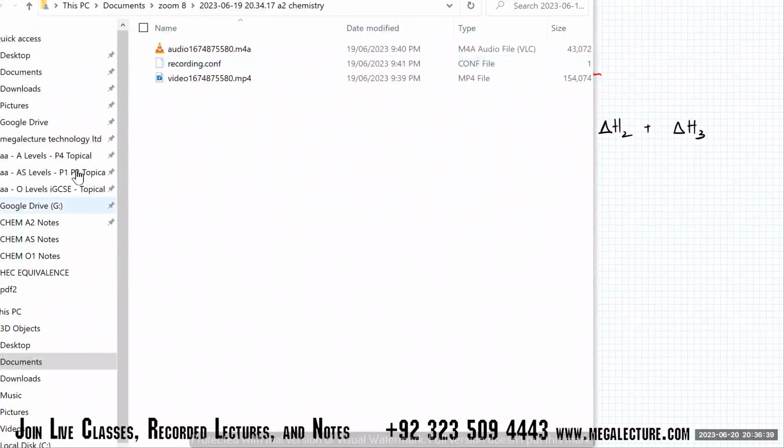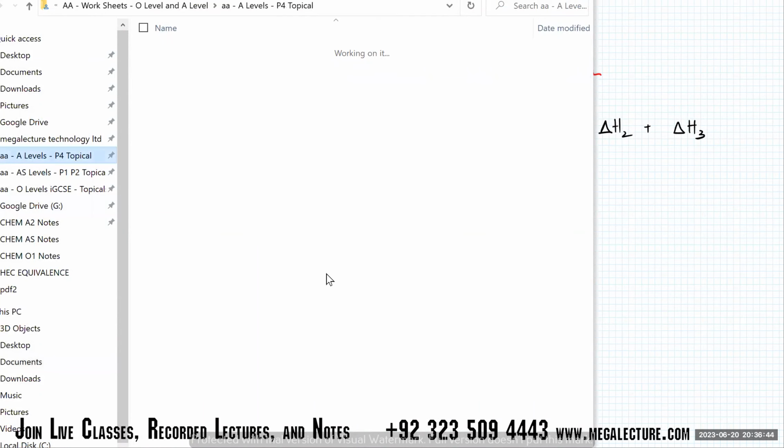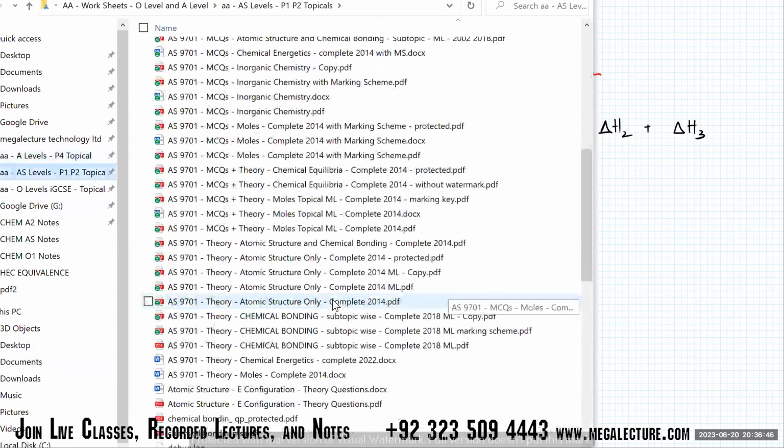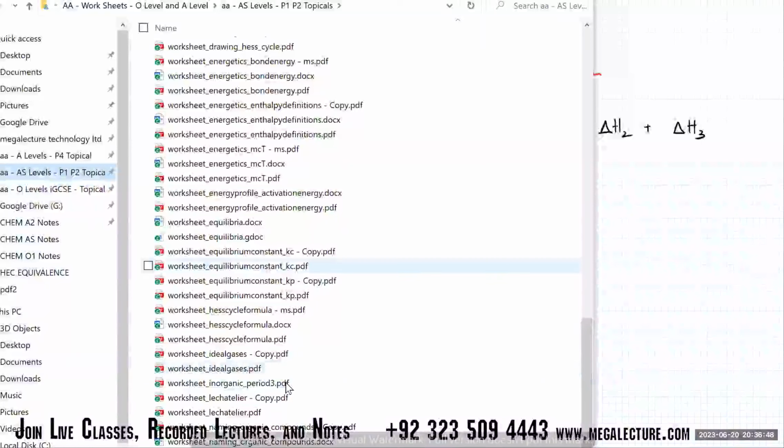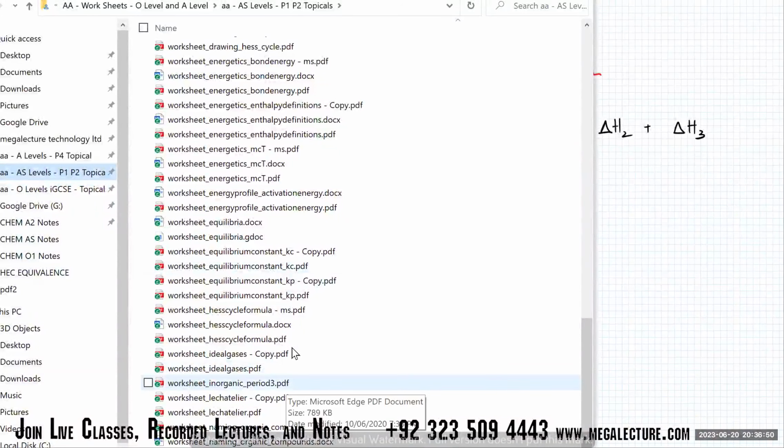Let's do the AS revision first. Where's the worksheet on drawing Hess cycles? This one, the first one.